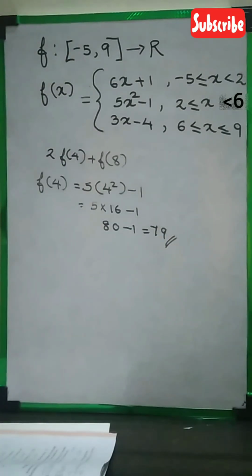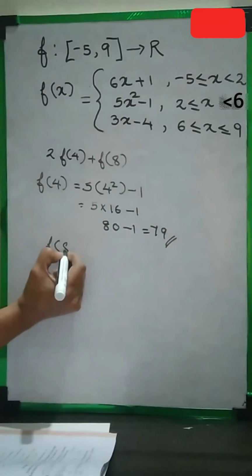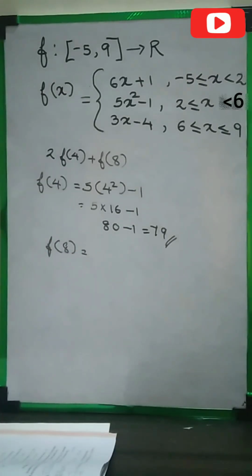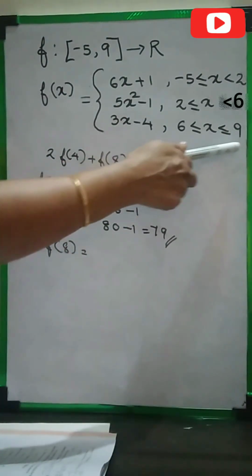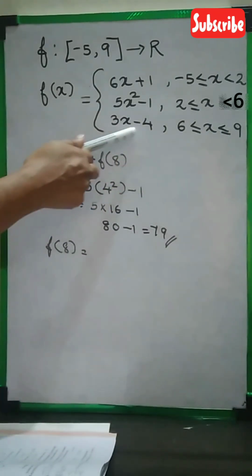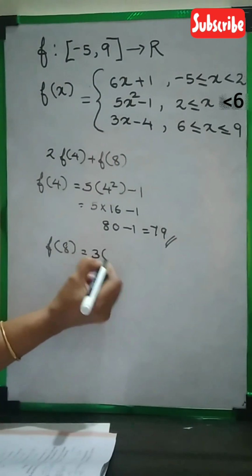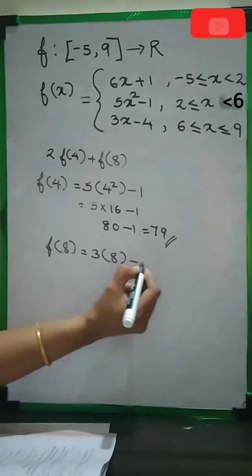Okay. Next one வந்து f of 8. F of 8. So 8 and the interval varum, the last one. 6 less than or equal to x less than or equal to 9 varum. That is 3x minus 4. So f of 8 is equal to 3 into 8 minus 4.